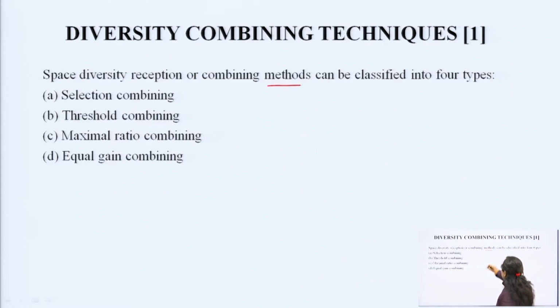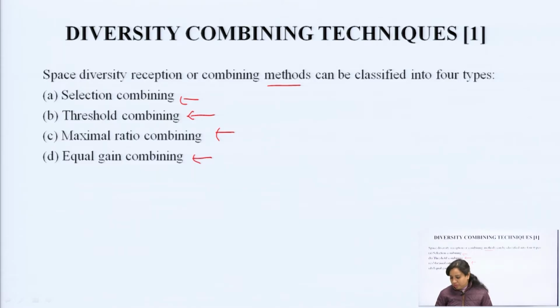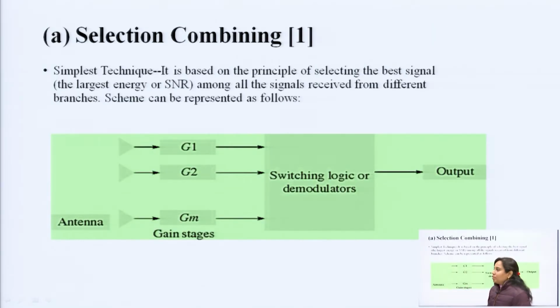Space diversity reception or combining methods can be classified into 4 different techniques: first one is the selection combining, second is the threshold combining, third one is maximal ratio and fourth one is the equal gain combining. So, these are the 4 different combining techniques. Selection combining is one of the simplest kinds of diversity technique, which is explained by this particular diagram. It is based on the principle of selecting the best signal, which is having the largest energy or largest signal to noise ratio among all the signals which are received from different branches.